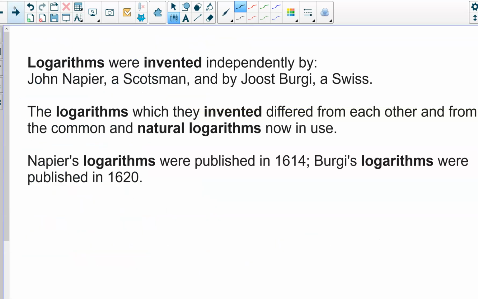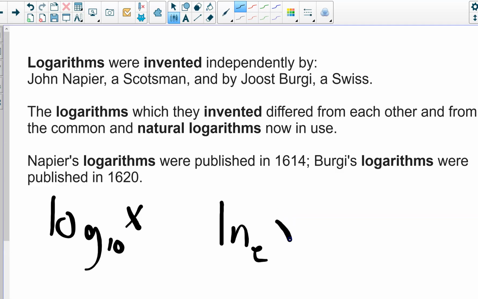Logs were invented independently by John Napier, a Scotsman, and by Jost Bürgi, a Swiss person. And the logarithms which they invented differed from each other and from the common and natural logs that are now in use. So Napier's logarithms were published in 1614 and Bürgi's were in 1620. So there were logs and then natural logs, which have a base of e, where a log has a base of 10. It's a little bit different. This is a continuous growth decay, where this isn't. This is a base 10.